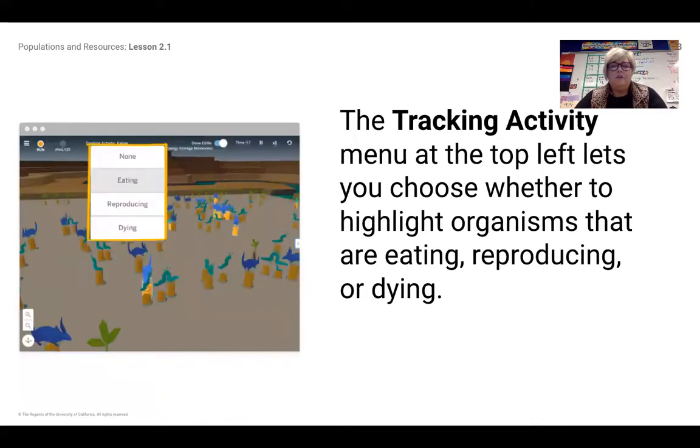The last thing I want you to look at is across the top, you can see there's a tracking activity menu. If you click on that, you get a drop-down box, and it allows you to click on the activity that the organism is engaged in. So if you click on eating, it's only going to highlight those organisms that are eating. And if you click on reproducing or dying, then it just highlights those organisms. So it just kind of helps you pull out the ones that you really want to look at.